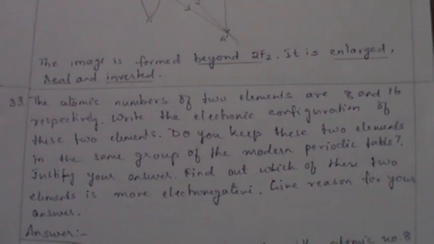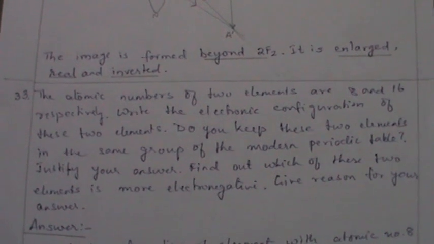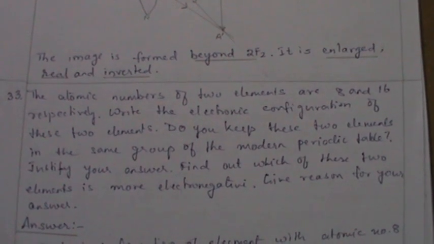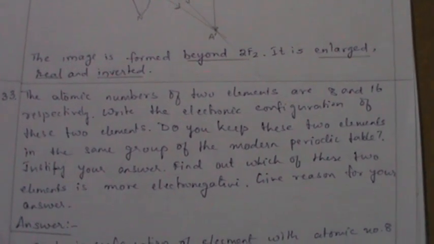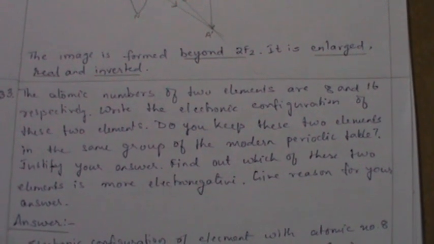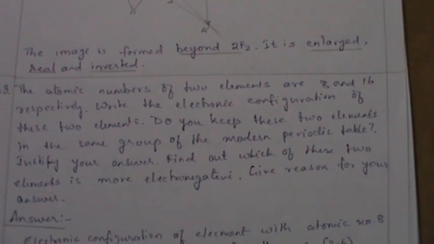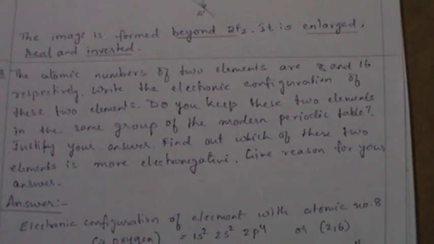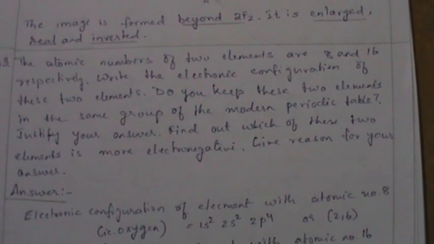Question number 33. The atomic numbers of two elements are 8 and 16 respectively. Write the electronic configuration of these two elements. Do you keep these two elements in the same group of the modern periodic table? Justify your answer. Find out which of these two elements is more electronegative. Give reasons for your answer.